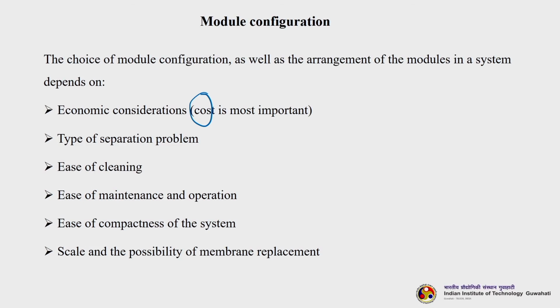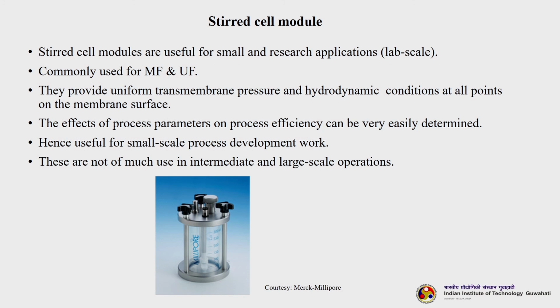Then ease of maintenance and operation, and compactness. How compact it is, how much area it is actually occupying. In industry, space is also a concern. In the less floor space that is available, how can I configure a module so that in a smaller floor area I can have more membrane area. Then scale and possibility of membrane replacement. Now, students, let us see one by one the different types of configurations.